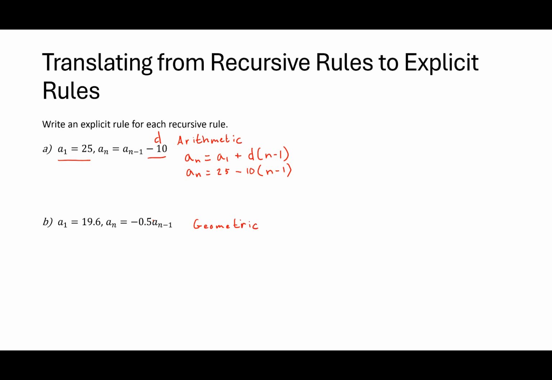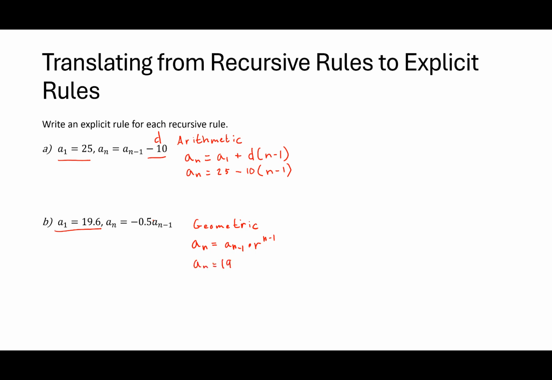All right, so for geometric, the equation should look like a sub n minus 1 being multiplied by the common ratio n minus 1 times. Okay. All right, well, once again, they told us what the first term was.